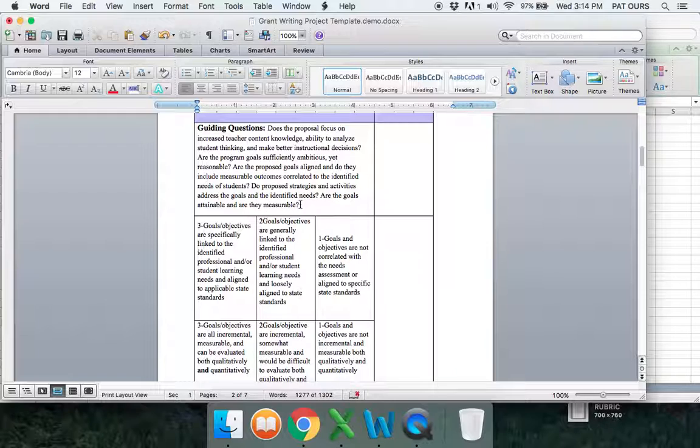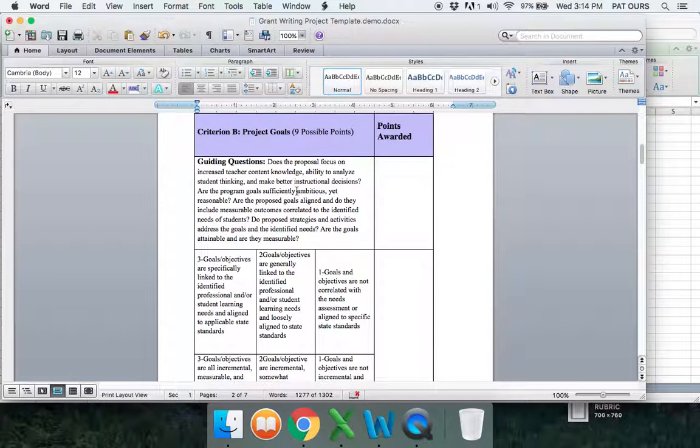And then is it measurable? Yes, I can measure it. I can measure it simply by taking attendance, and I can measure it by looking at my LEAP scores and iLEAP scores. So, this is ambitious, but it's reasonable. I didn't want to set them too low because then it would look like, well, she's not really accomplishing very much with this money. Is it correlated to the identified needs of the students?